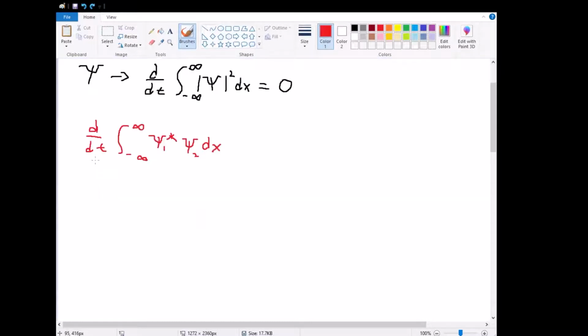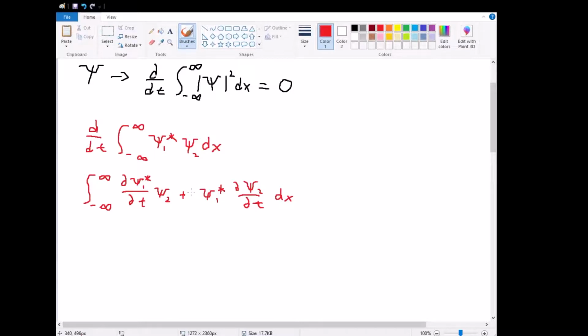The first thing we're going to do is move our derivative into our integral. Then we use the product rule to do this derivative. So this becomes the integral from negative infinity to positive infinity of the partial of psi 1 star with respect to time multiplied by psi 2, added with psi 1 star multiplied by the partial of psi 2 with respect to time. And this whole thing is multiplied by dx to close off our integral.